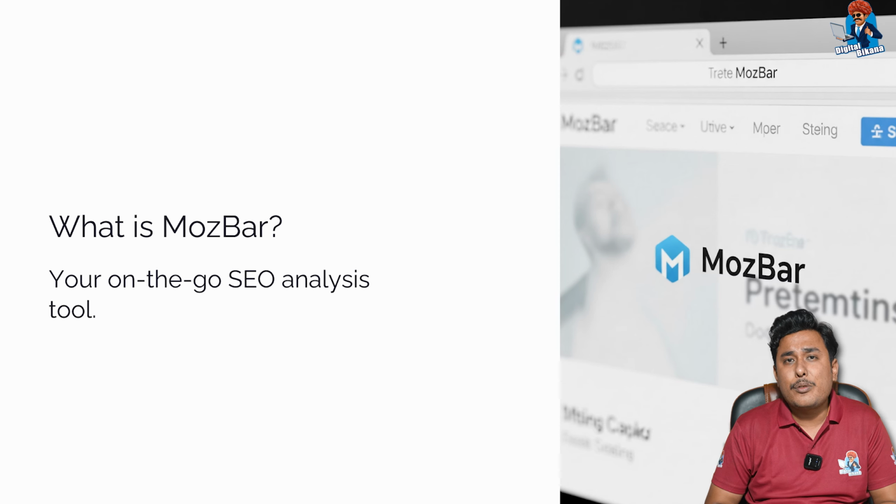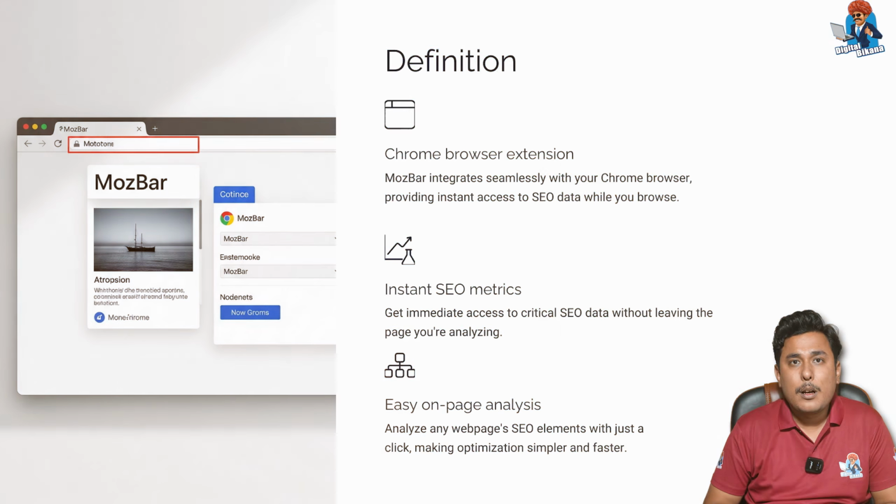MozBar is a free SEO toolbar developed by Moz that helps marketers and SEO professionals analyze websites directly from their browser. We will look at its features, benefits, and how to use it effectively. MozBar is a browser extension that works on Google Chrome. It provides instant SEO insights about any web page you visit without needing to open separate tools or reports.